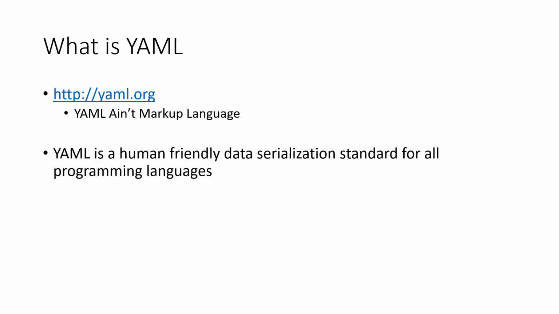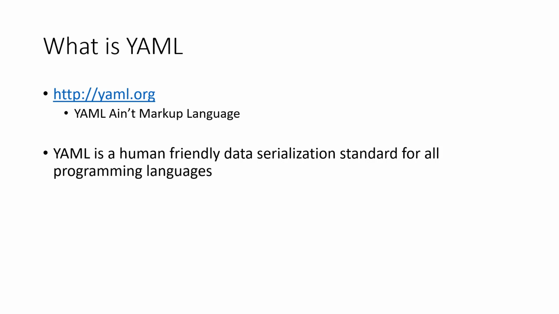YAML rhymes with camel, is a human-friendly cross-language Unicode-based data serialization language designed around the common native data types of agile programming languages. It is broadly useful for programming needs ranging from configuration files to internet messaging to object persistence to data auditing. YAML was designed from the start to be useful and friendly to people working with data.